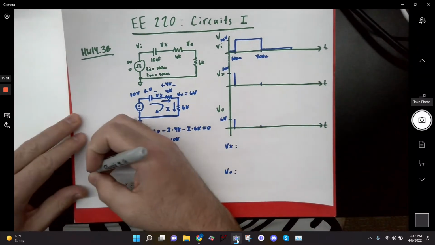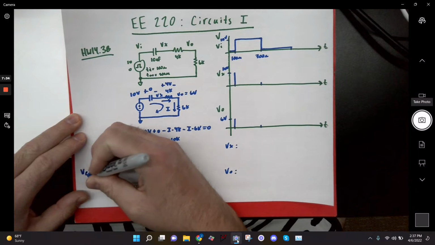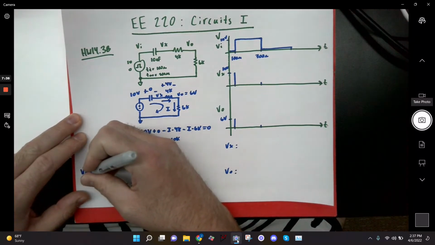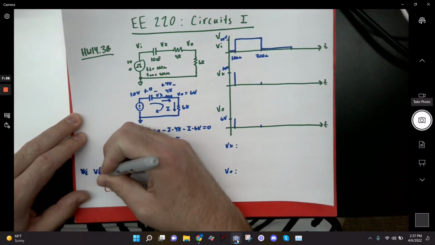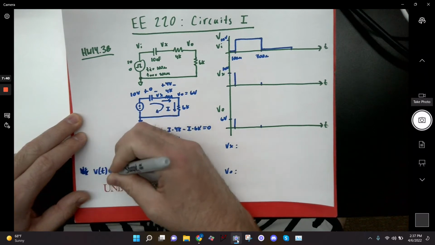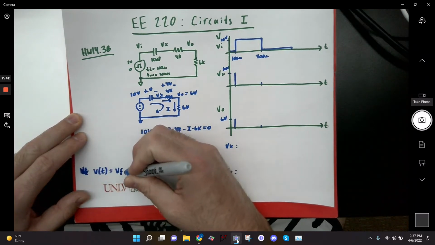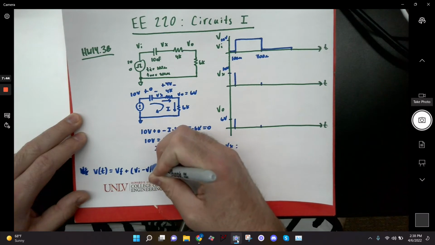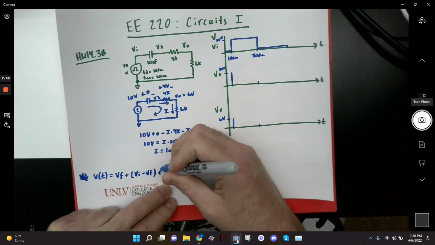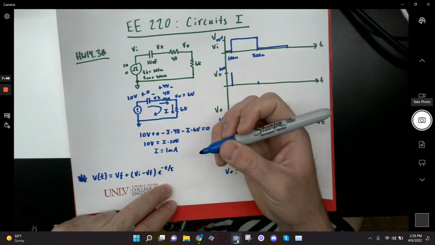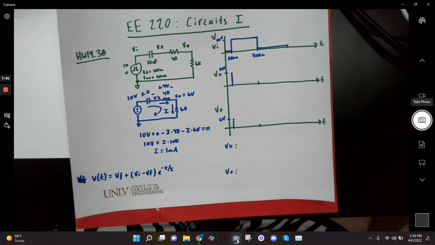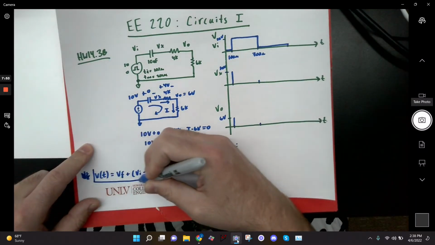We're going to be using the Fife equation. So the voltage I'm interested in is going to be the final value plus the initial minus the final times e to the minus t over tau, right? That's the Fife equation, all right? So that's what we're going to be using.